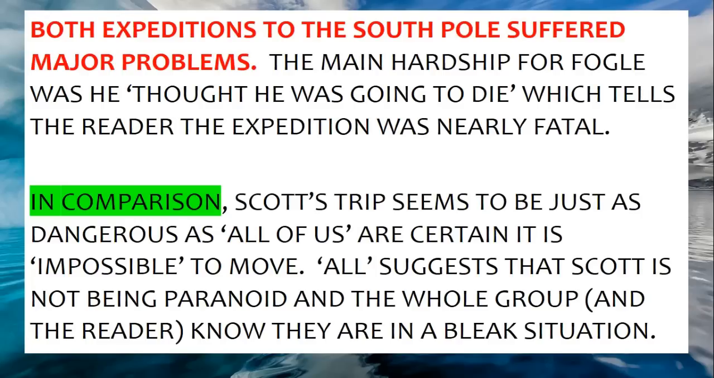Why had they just said, he could have just said, "I think it's impossible", but he said "all of us". Why have they done that? Well, "all" suggests that Scott is not just being paranoid, but it's the whole group. And the reader, importantly, because they're talking to us, know they're in a bleak situation. So if I just said, I think it's impossible, people would probably believe me. But if we had a group of us and we all said it, a collective, then people are really going to take that seriously.